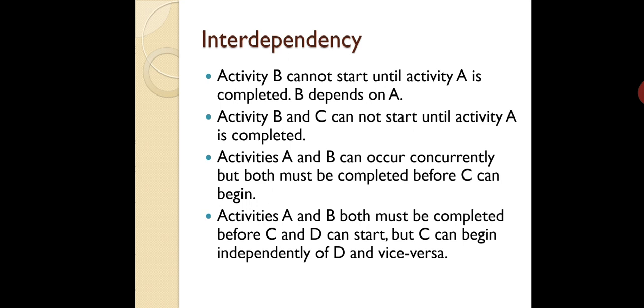Now the simple diagrams, how can we construct these statements? Activity B cannot start until activity A is completed. So B depends on A. How are we going to construct it? It means the predecessor of activity A is none, whereas the predecessor of activity B is A. So let us make this diagram. First of all, you make the activity for which the predecessor is none, so you make A. Once A is finished, we can start B because the predecessor of B is A.